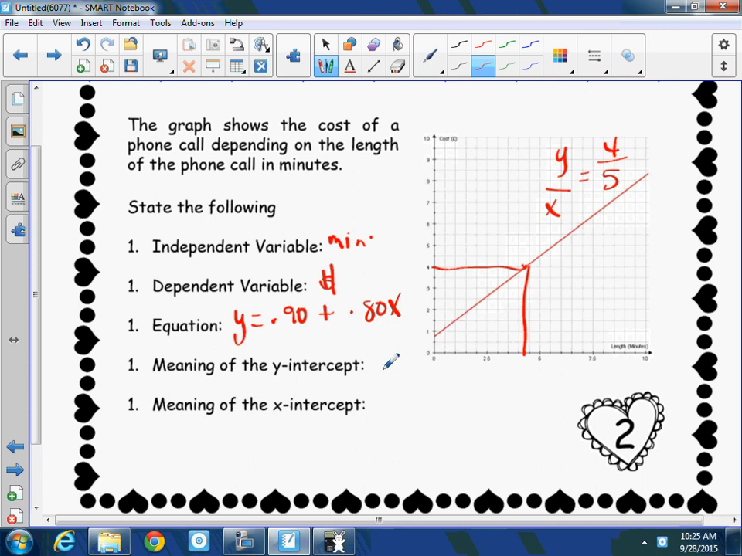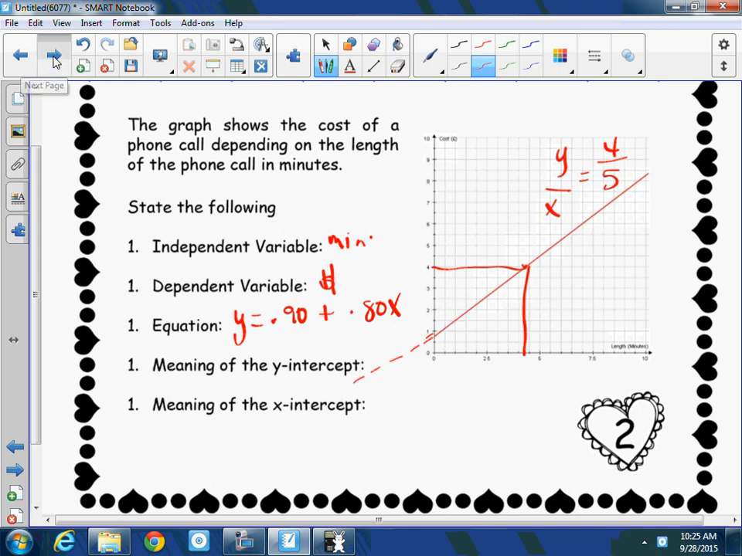Okay, what's the meaning of the y-intercept? Over here, I'm not going to write it, I'm just going to say it. That at 0 minutes, I still have to pay them 90 cents. And what's the meaning of the x-intercept? The x-intercept would be negative if that line continues. Now, in this one, the meaning doesn't really make any sense, because if you don't talk, you still have to pay 90 cents.